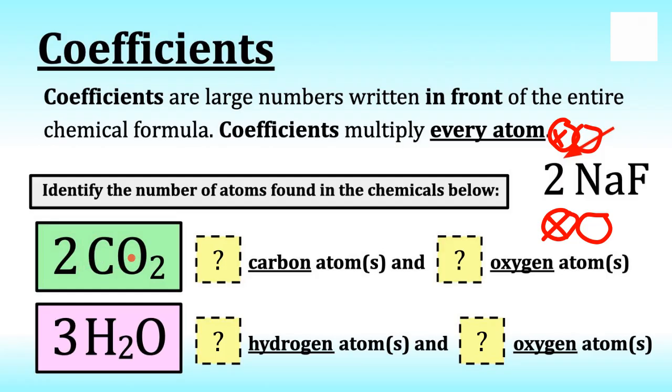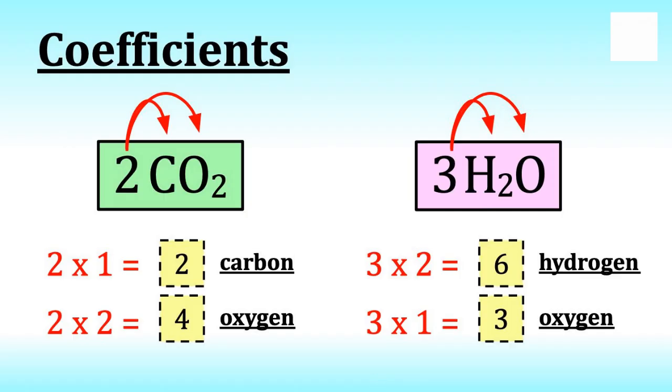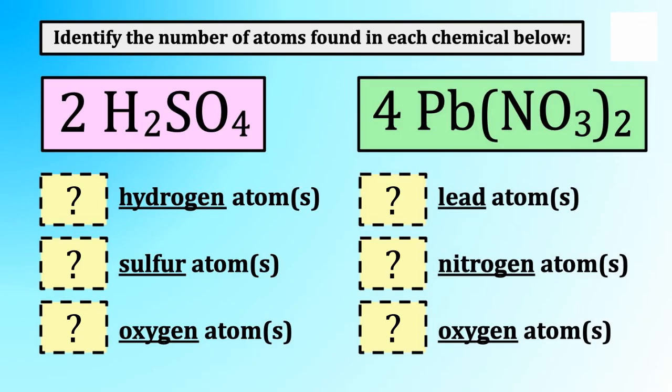So here, we got 2 carbons, and 2 times 2 is 4 oxygens. Right? Water, this whole molecule, so H2O. So this is 3 times 2 is 6 hydrogens, and 3 times 1 is 3 oxygens. All right, so this is how we got that. All right, not going to go into this anymore. I'm just kind of doing a review.